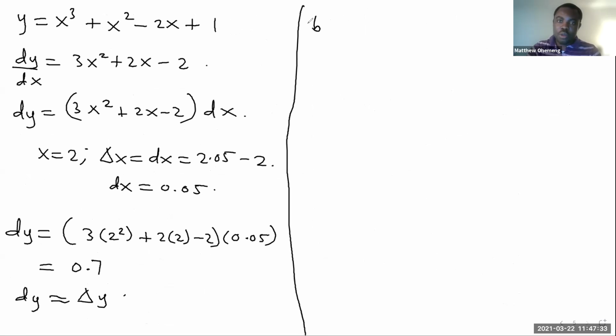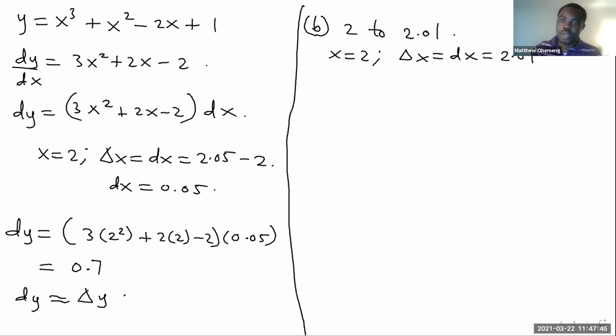For part B2, we are changing from 2 to 2.01, right? So your s is still 2. Your delta x, the true change, is the same as the differential dx, and that one is 2.01 minus 2. So that's 0.01. So now you know that the differential dy is 3s squared plus 2s minus 2, and then dx.